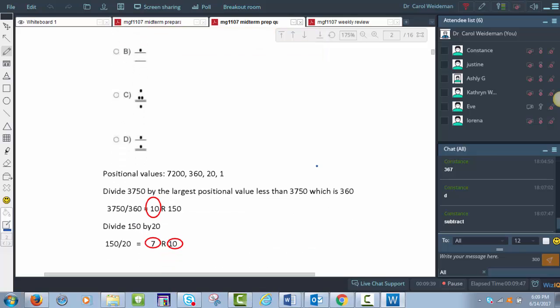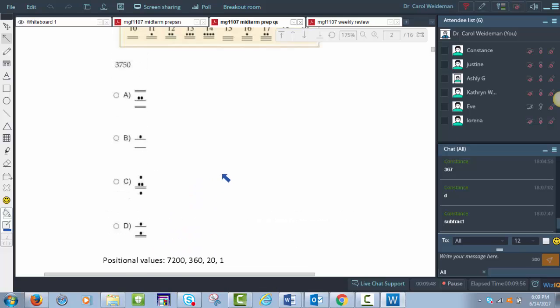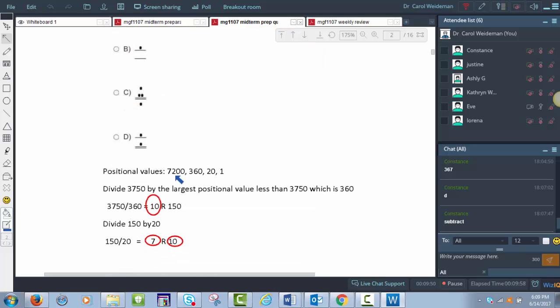So 3750. What do I do here? Remember the positional values are 1, 20, 360, 720. I pick the largest positional value that's less than the number, so I'm going to divide by 360. 750 divided by 360 gives me 10 remainder 150.